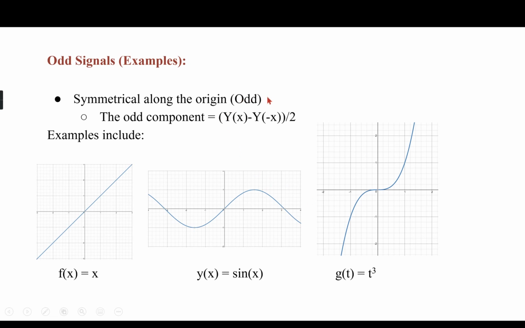Similarly, you can obtain the odd part of any signal by applying the formula y of x minus y of negative x, divided by 2. Since these signals are odd, they don't have an even part. So the odd component of these signals is equivalent to the signal itself.